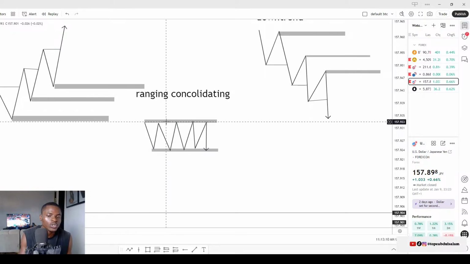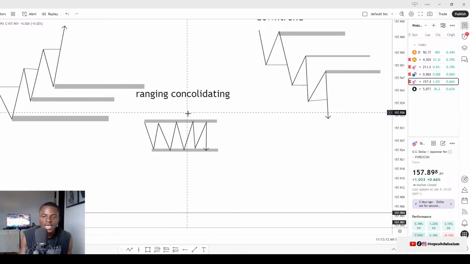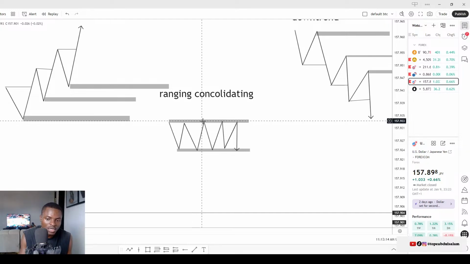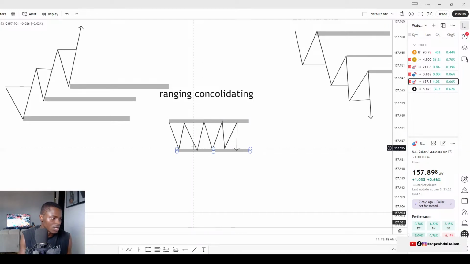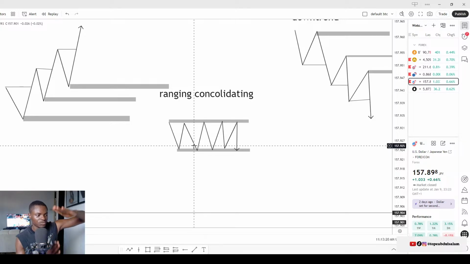But you have 2 points of interest in a ranging market. You have a resistance and you have a support. Think of the ceiling of the house and the floor of the house. The resistance is the ceiling and support is the floor of the house. Something is not willing to go below and something is not willing to go above. The market is just ranging.